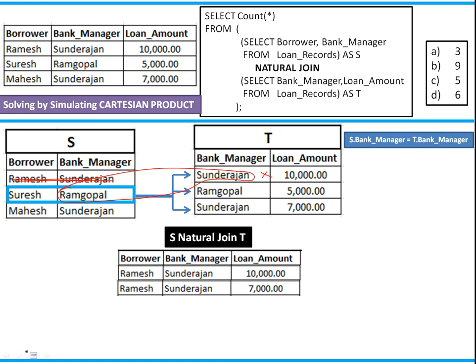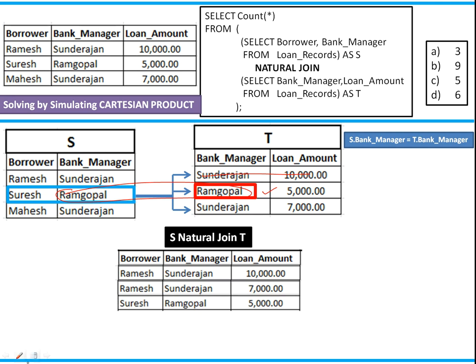Second sample, yes, matched. So write the entire row. Next, third sample not matched. Remove it. That means 3 rows processed. This is also completed. The last one joined. First sample matched. Second sample not matched. Third sample matched. So 2 rows selected.